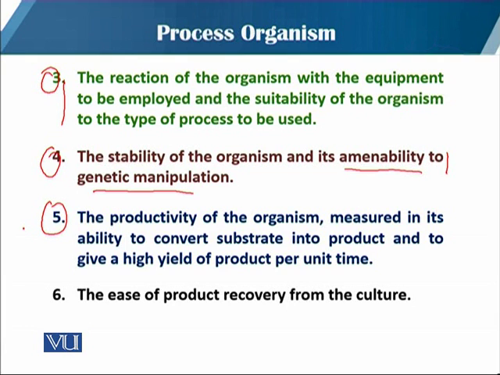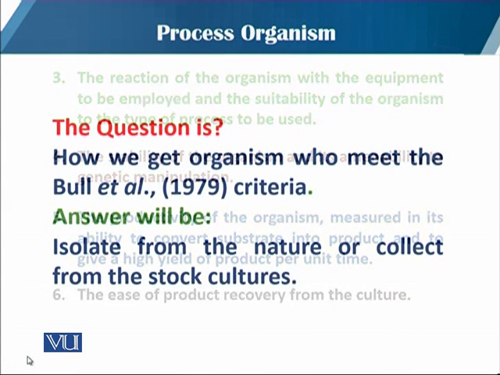The fifth criterion is the productivity of the organism, measured by its ability to convert the substrate into the product and to give a high yield of product per unit time. So there should be a high rate of product. The sixth and last criterion cited by Bull et al. 1979 is downstream processing, that is, the ease of product recovery from the culture. So these are the six points we have to keep in mind while selecting the process organism.